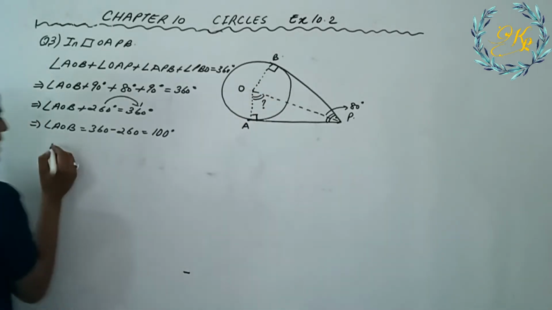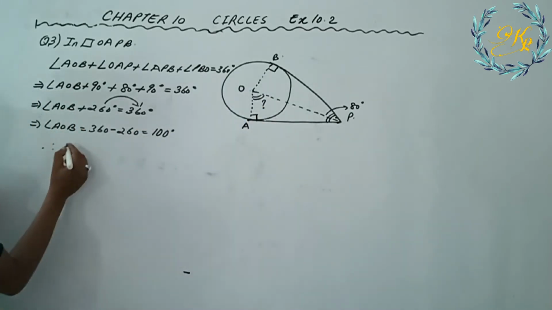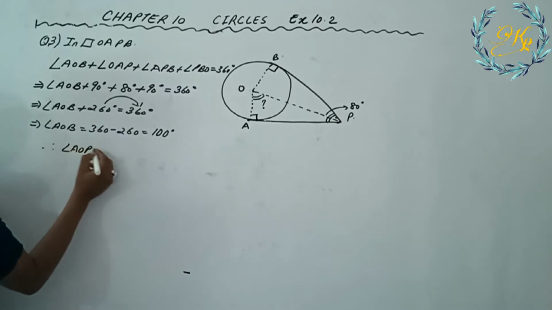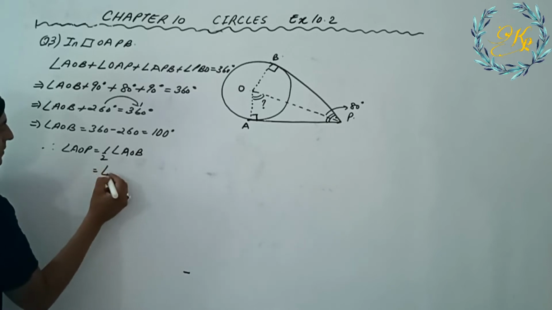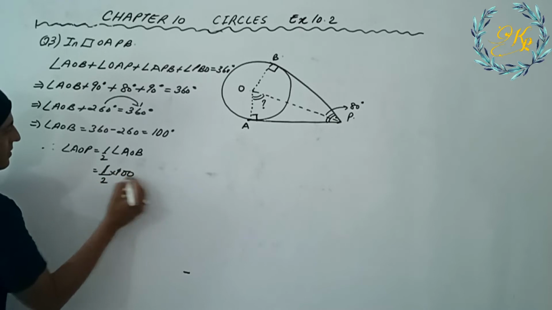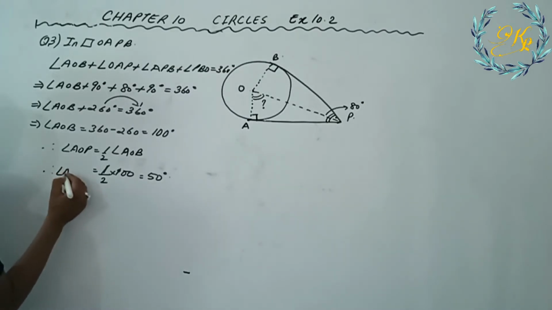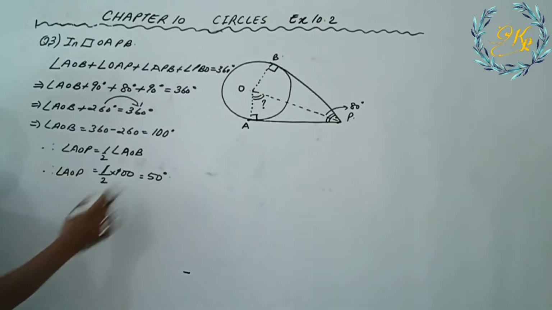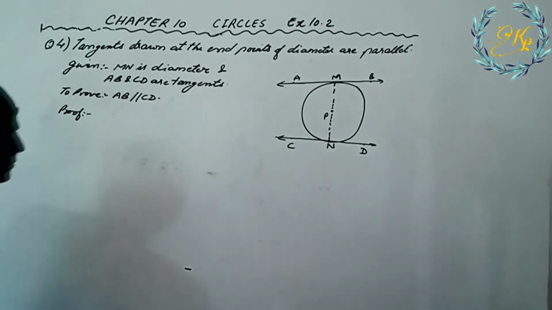Alright, so this is the measure of the complete angle AOB. And in the figure, angle POA is half of angle AOB, which is equal to half of 100 degrees, which gives you 50 as the answer. So you can see that the measure of angle POA is 50 degrees. And if you see in the options, this 50 degrees is the first option, option A. Let's move to question number 4.